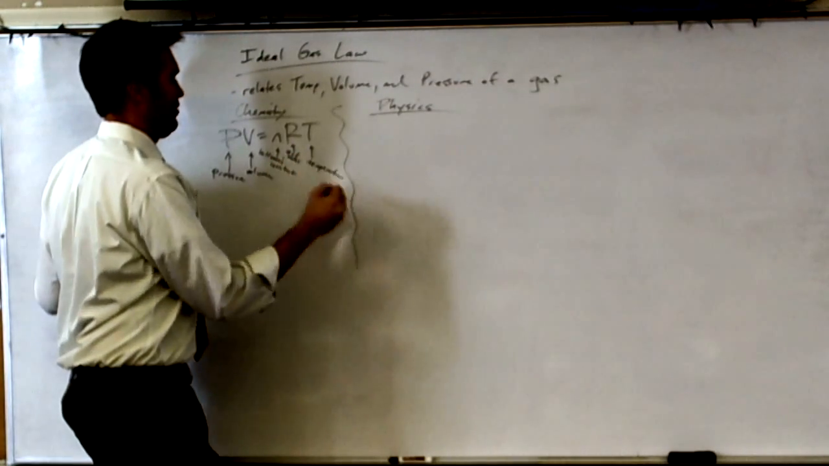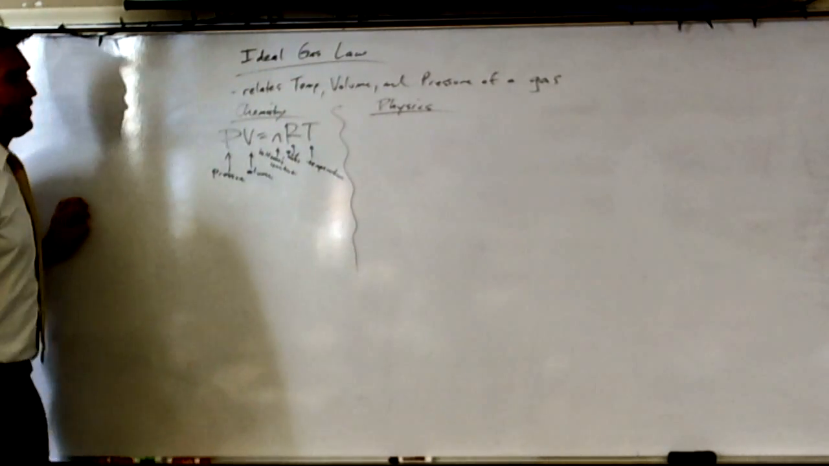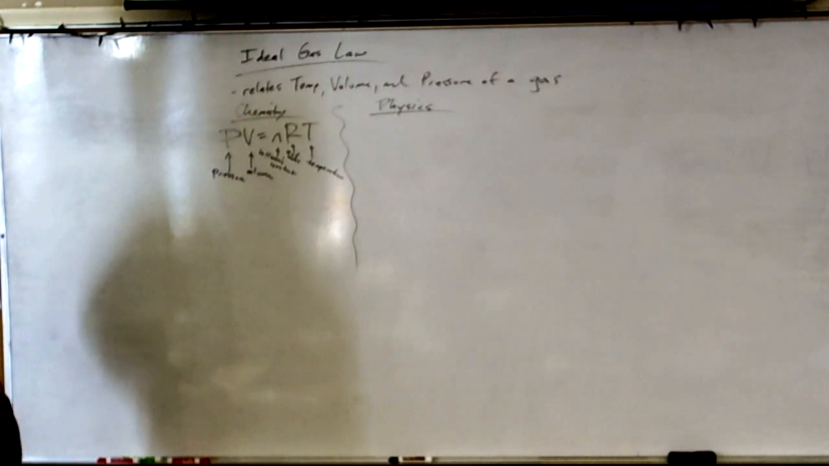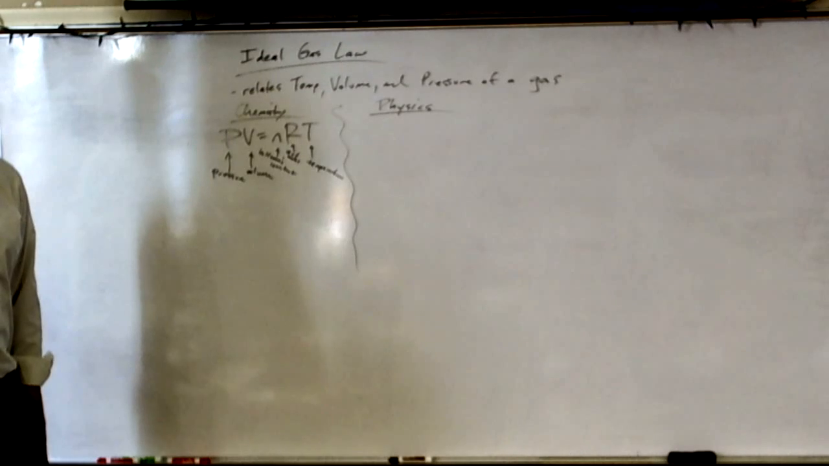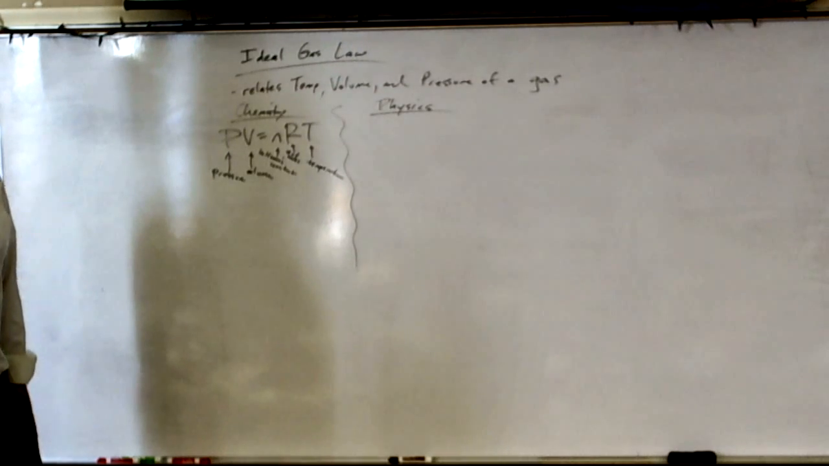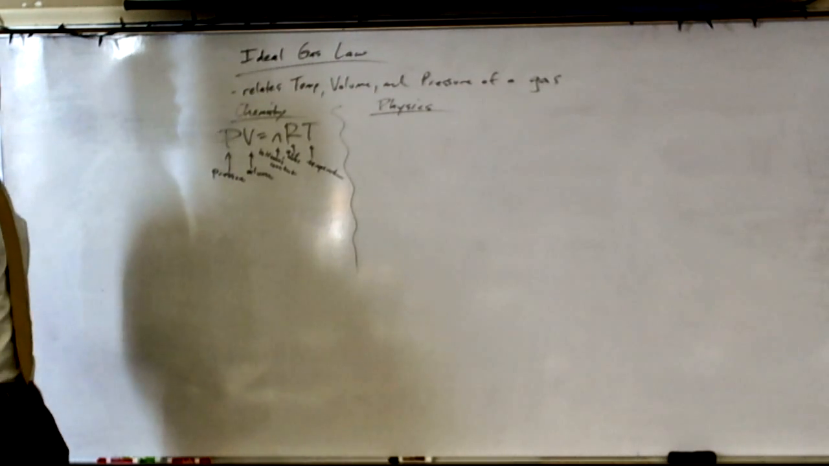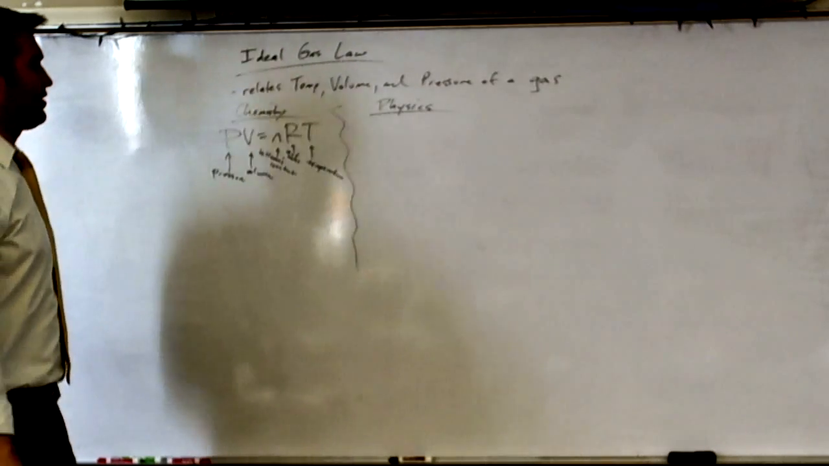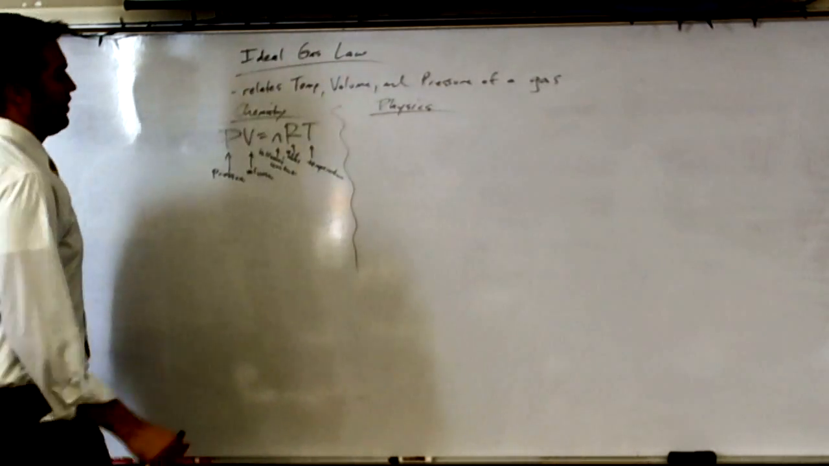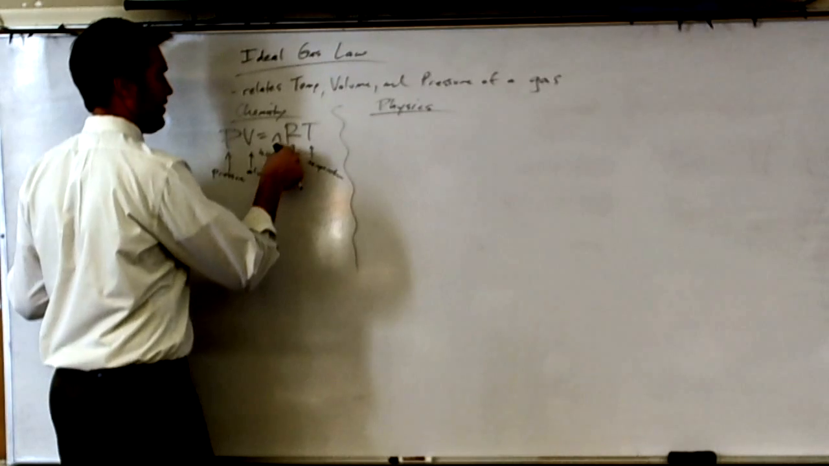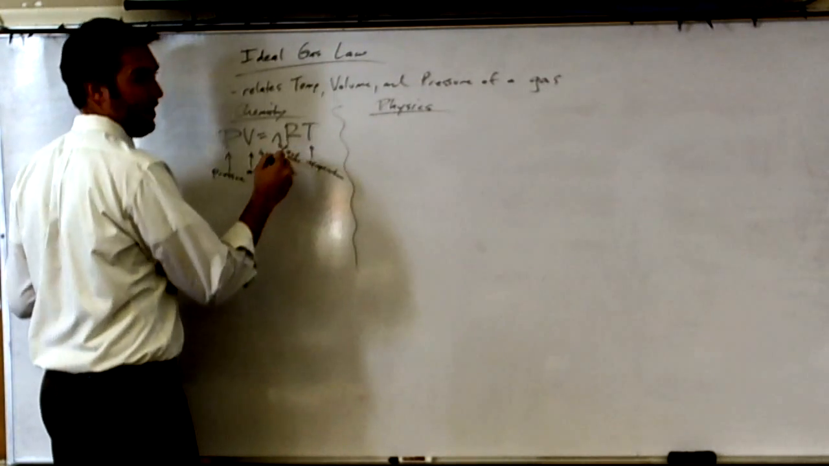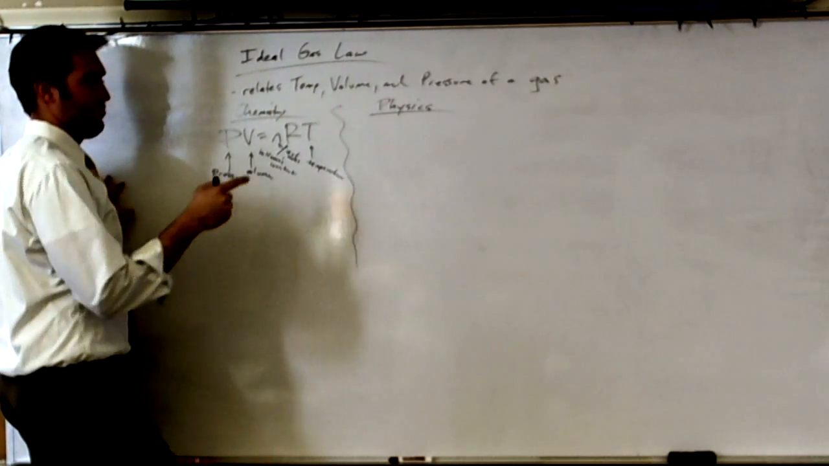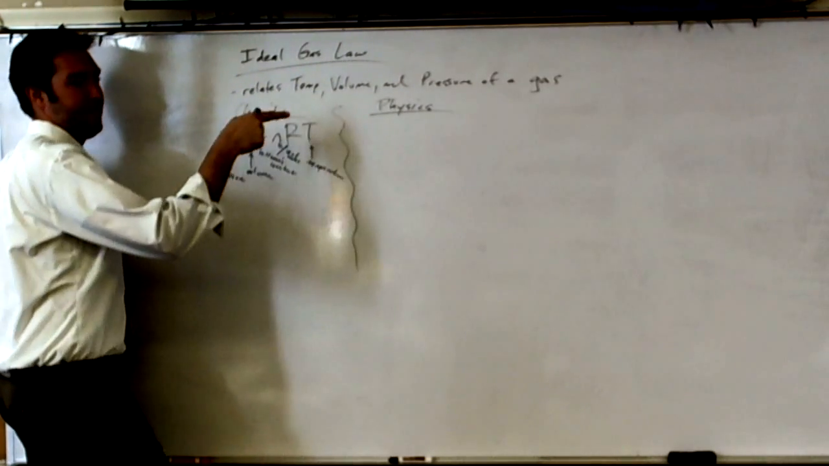Remember, our version here is slightly different. For us, this is the number of gas particles. For that version, it's the number of moles. N is the moles, and R is the constant. Oh, yeah, these need to be flip-flopped. Doesn't matter. You don't need to know that version of it. You need to know this version of it.